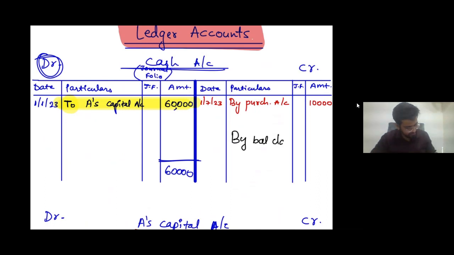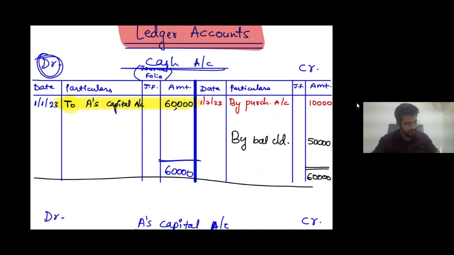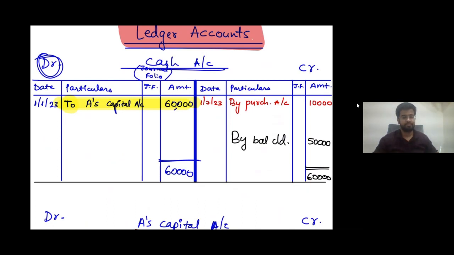By balance carried down. We will write by balance carried down, where it is carried down to the next year. Okay, so we have a balance of 50,000, and that is the reason both sides will tally. The total of both sides should always be the same.